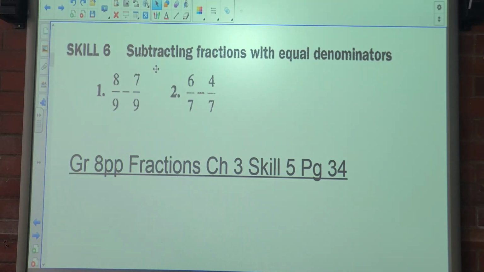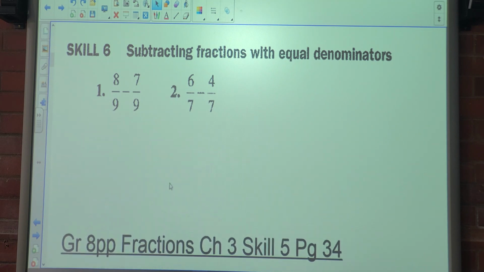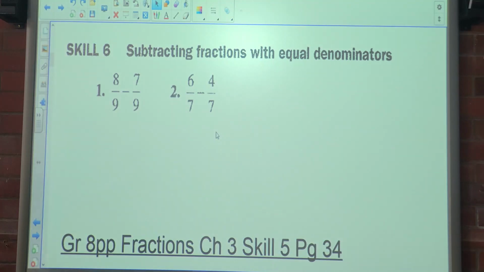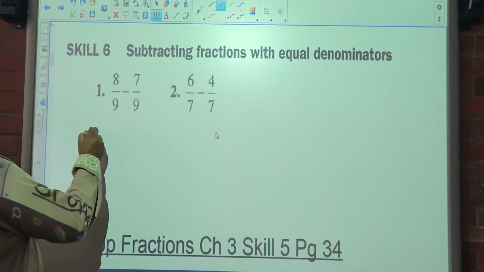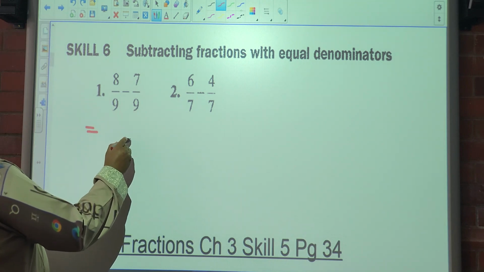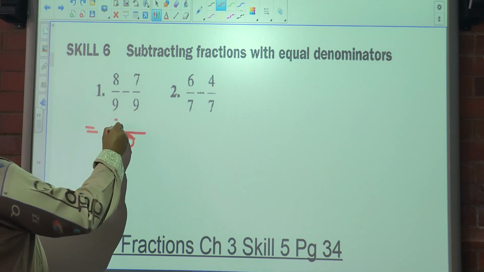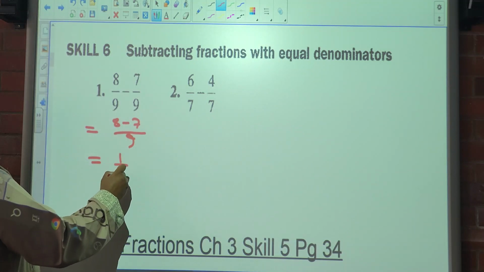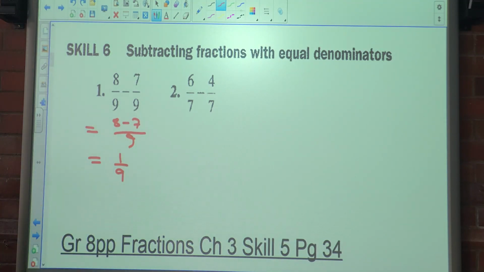Number 6. Remember, when we're subtracting, the denominators must be the same. So are the denominators the same? Yes. So it's 9. So it's 8 minus 7. What's 8 minus 7? It's 1 over 9. You would agree with that? Okay.